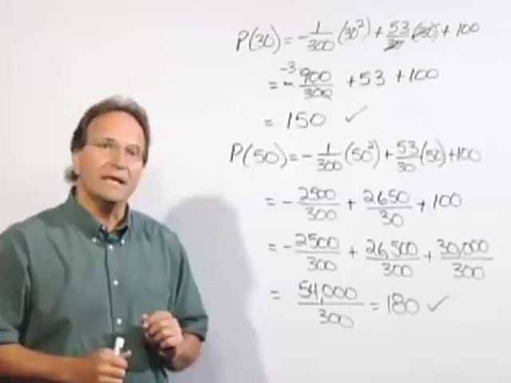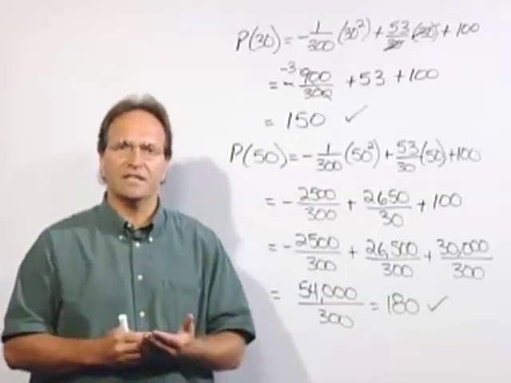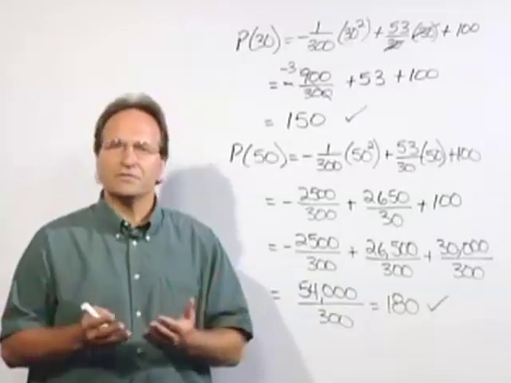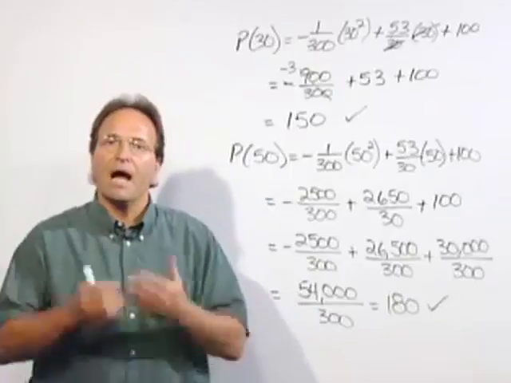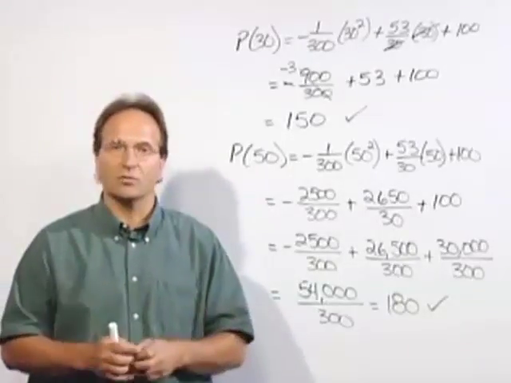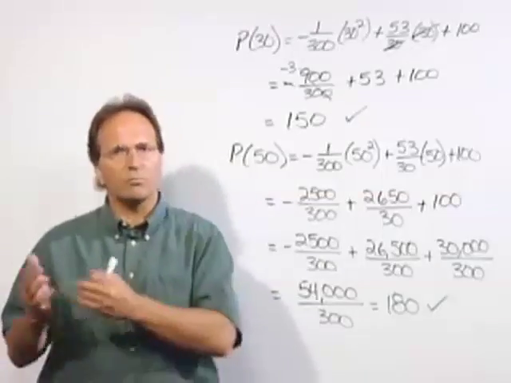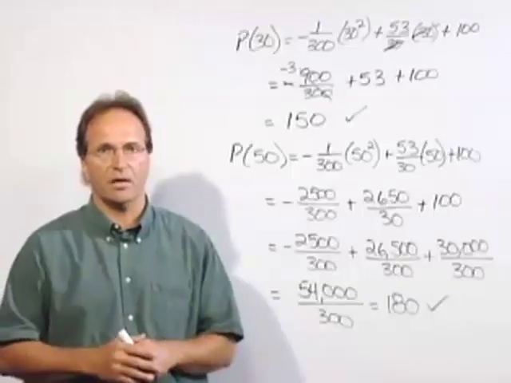Now, for part B, it asks the question, does P of 60 have any significance? Well, P of 60, that means we'll have a time of 60 seconds. However, we were told in the original problem that the race lasted only 50 seconds. So P of 60 has no significance for this particular problem.